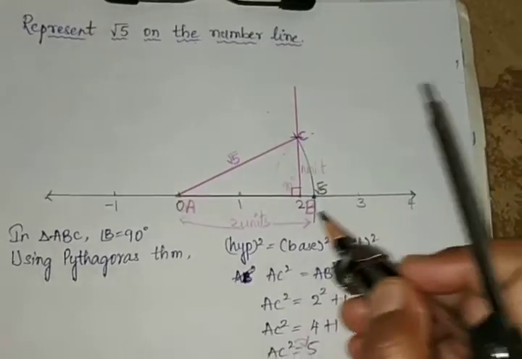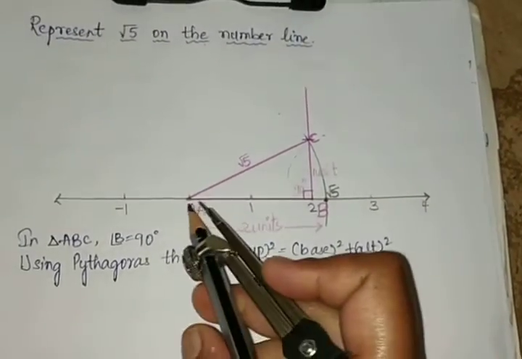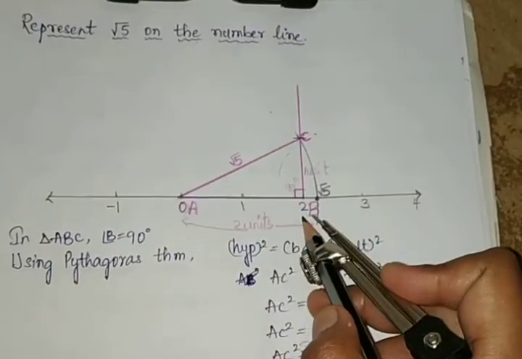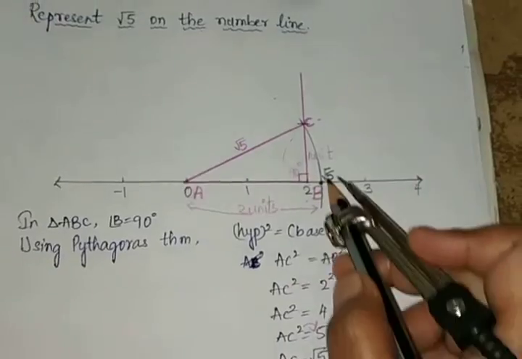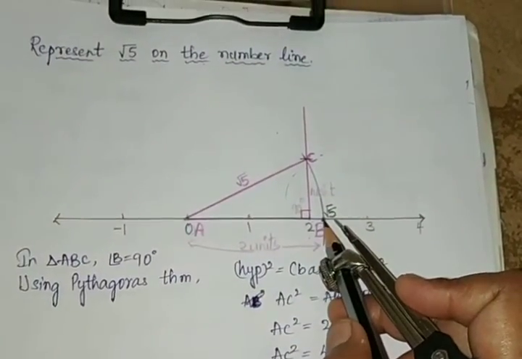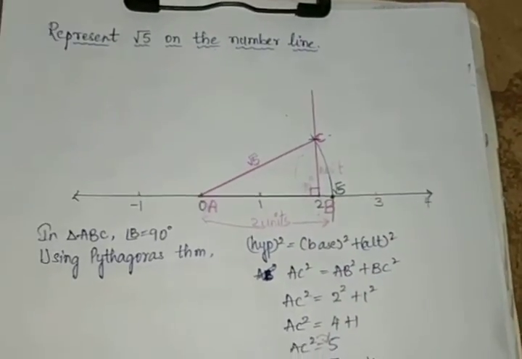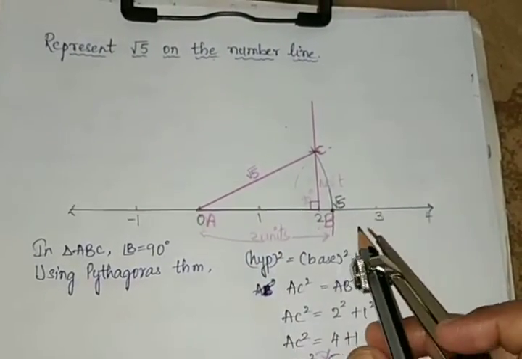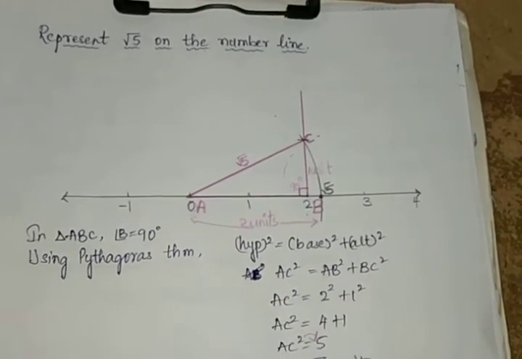This is it. If representation of root 5 is asked in the exam, you can directly take 2 units on the number line and 1 unit perpendicular distance, use this Pythagoras theorem to find the length, and then draw an arc. This is it for representing root 5 on the number line, and I will tell you why I have taken 2 units here, and how to represent a few more irrational numbers on the number line, in my next video. Thank you.